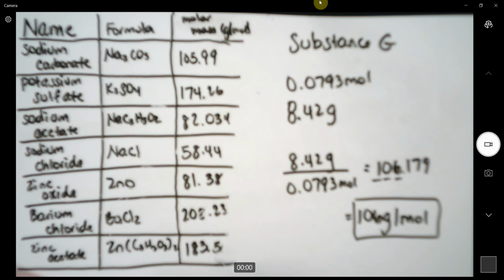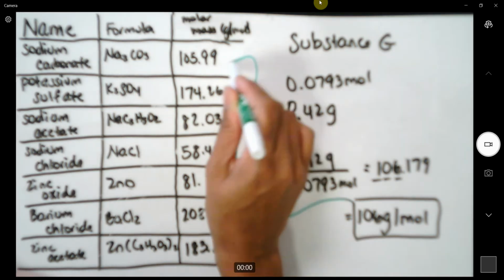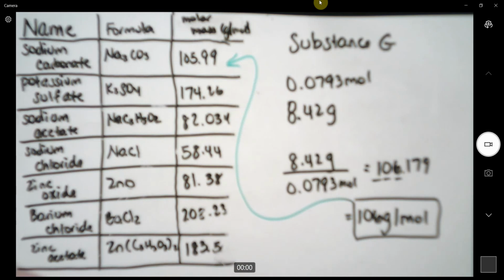So that's what I have here. Well, I just need to match it up to one of these. So it happens to match up to this guy. So my substance is Na2CO3.